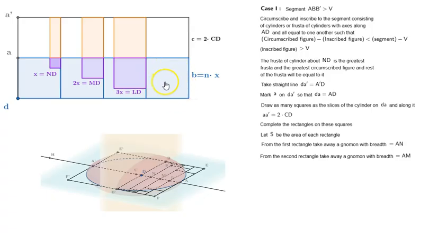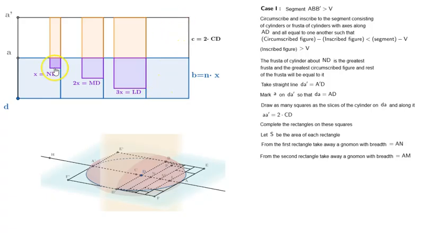Why? Because remember, we took this length as AN, this length as AM, and this length as AL. So the next one will be AA. AA is 0. So here there will not be any gnomon taken away.